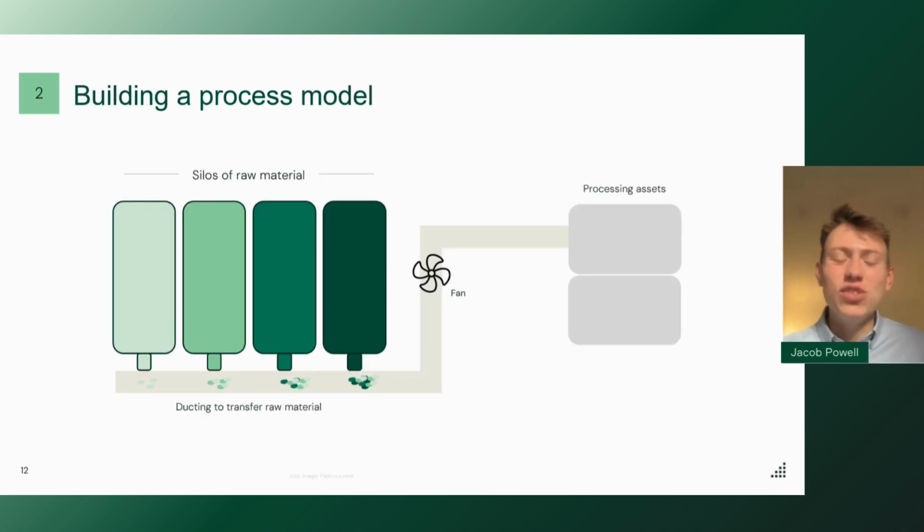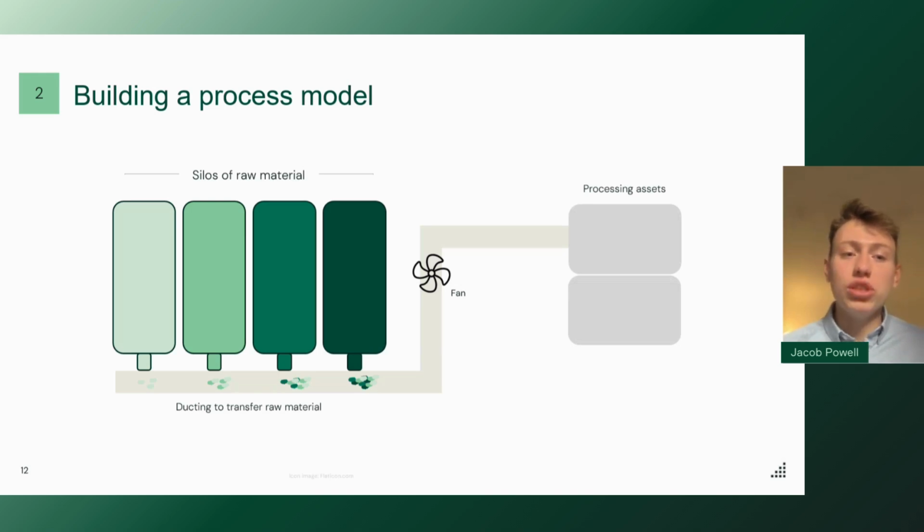Question 2, as I said earlier, is all about building a process model. And again, this is something that we did in a really deep amount of detail. And again, we've put a simplified version on the slide here. Just to walk you through how this factory works and how the assets are connected, we have a number of silos of raw material, and these are connected by ducting into some downstream processing assets. And raw material is stored within these silos, and then a fan allows this material to be pneumatically conveyed through the ducting and into the downstream processing assets.